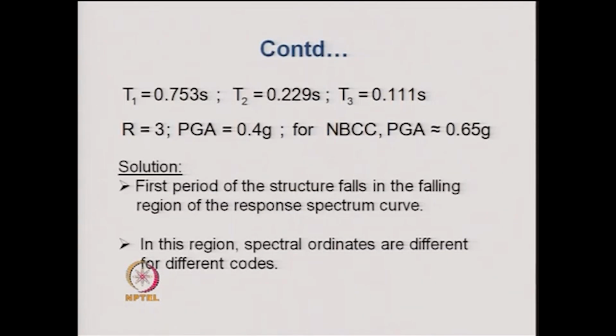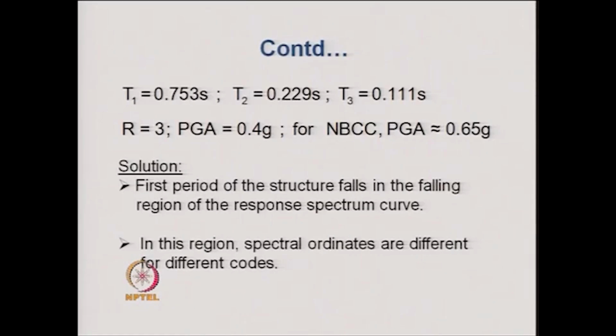For the time periods that were calculated, we can get 7 time periods. Out of that, the first 3 time periods are shown, that is 0.753 second, 0.229 second, and then 0.011 second. So, one can see that the time periods are quite widely spaced. Therefore, we expect that the SRSS rule and CQC rule will provide nearly the same kind of result. The reduction factor that we have considered uniformly for all the codes is 3. Peak ground acceleration is taken as 0.4 g.